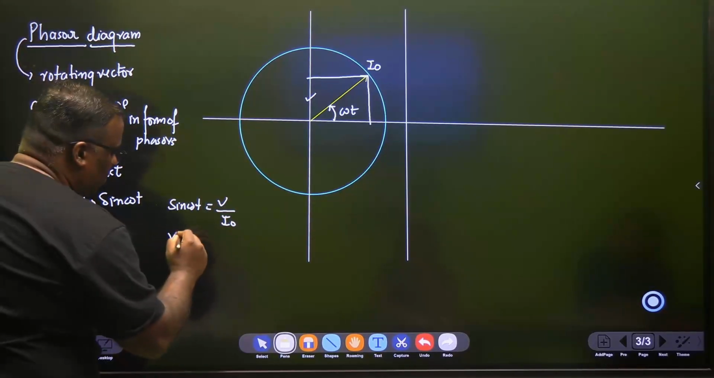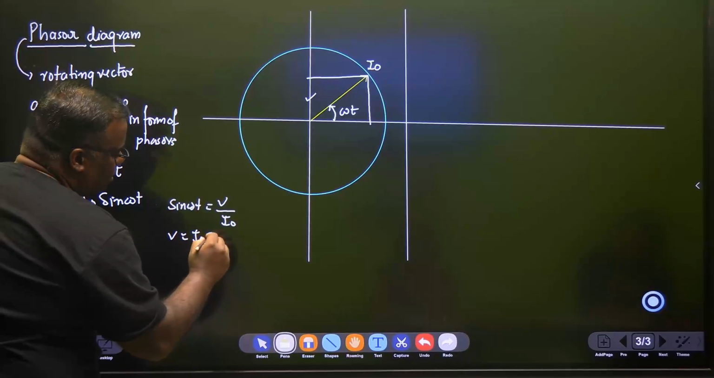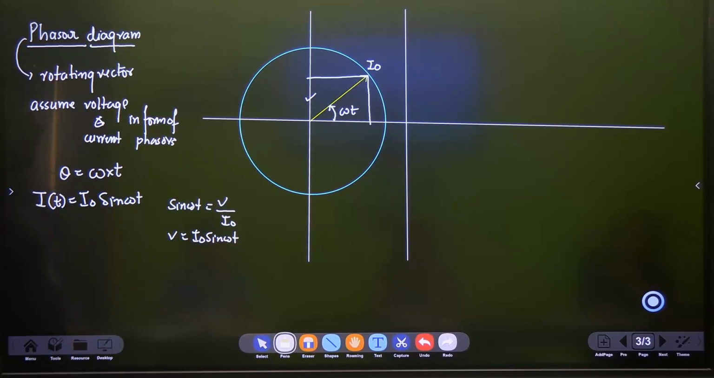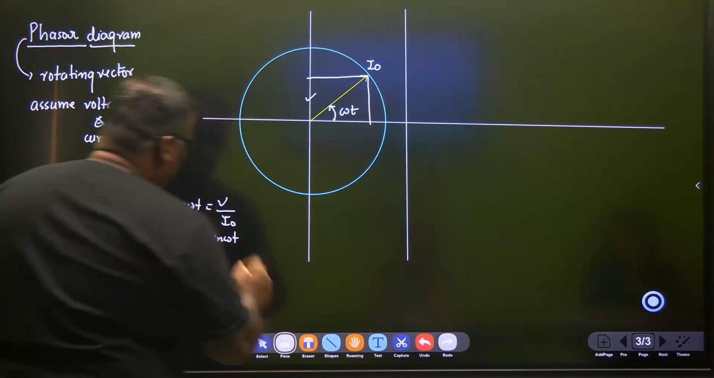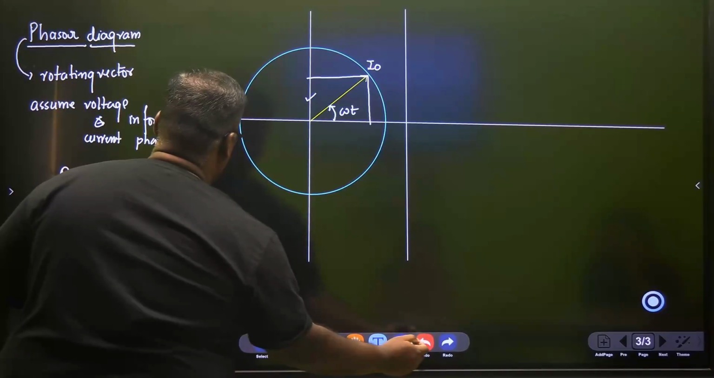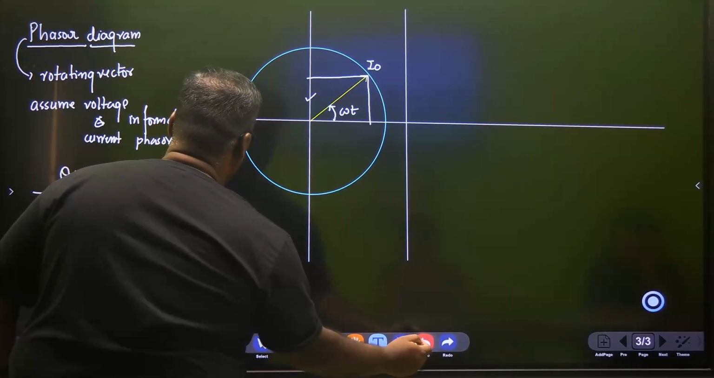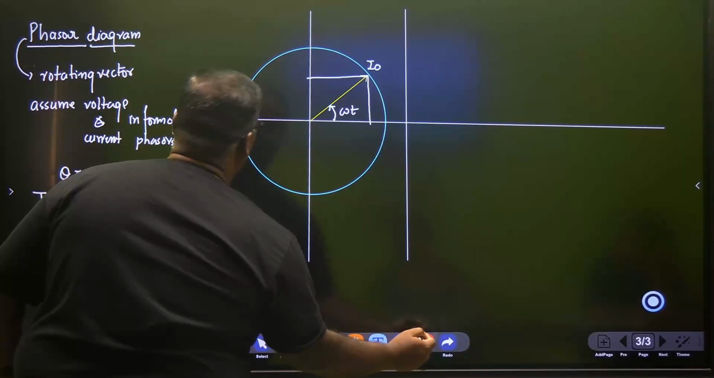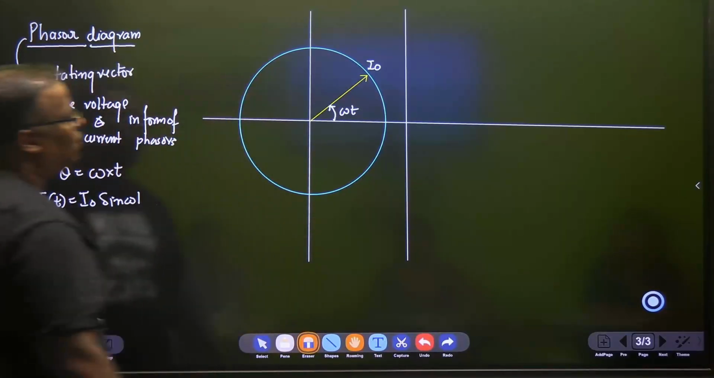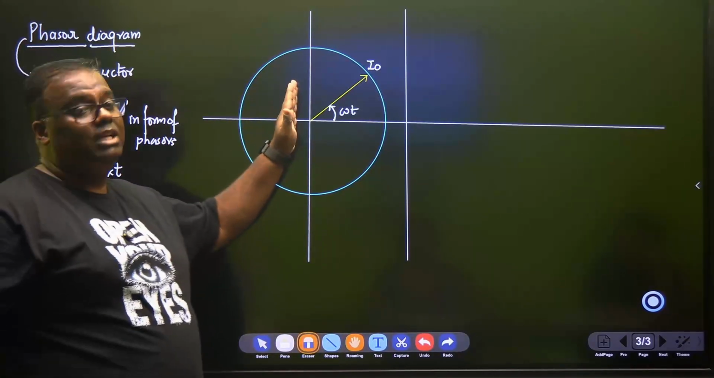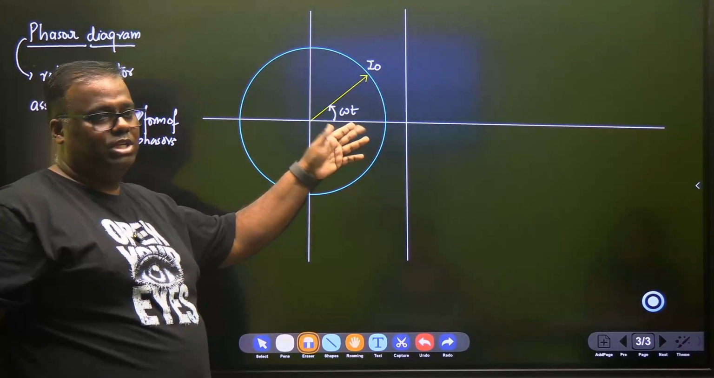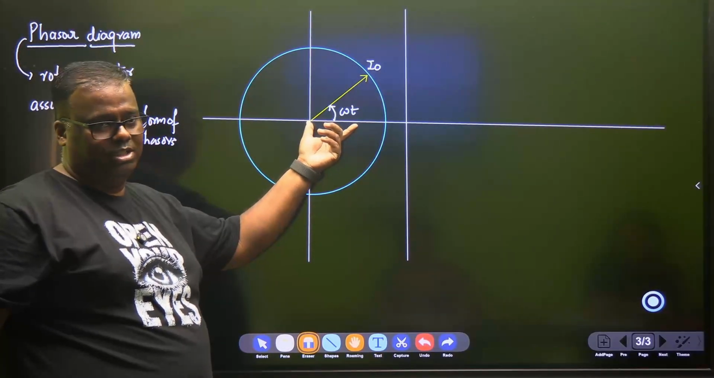So what is that side equal to? I naught sine omega t. That's basically this. Have you understood? That's the instantaneous value. So if I take the vertical projection, then I get the instantaneous current. If I take the horizontal projection, then I get I naught cos omega t.